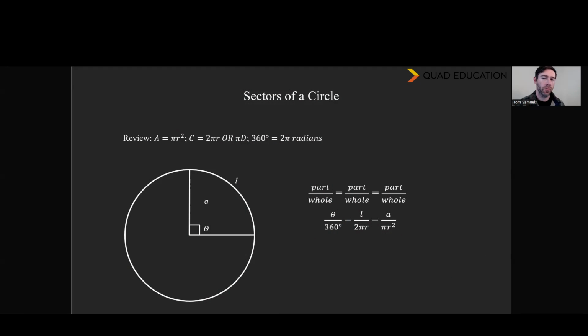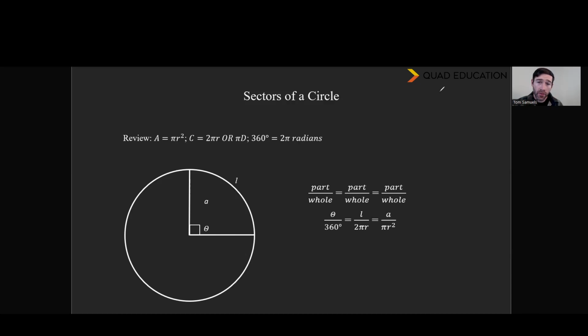All right, let's run through some simple circle identities before we dive into this sector thing. So you've got your area of the circle, which is pi r squared, pretty straightforward. We've got our circumference, which is 2 pi r, or pi times the diameter, because 2 radii are the same thing as the diameter. And finally, 360 degrees, which is the number of degrees in a full turn in a full circle, is the same thing as 2 pi radians, which is just another unit of measure for angles.